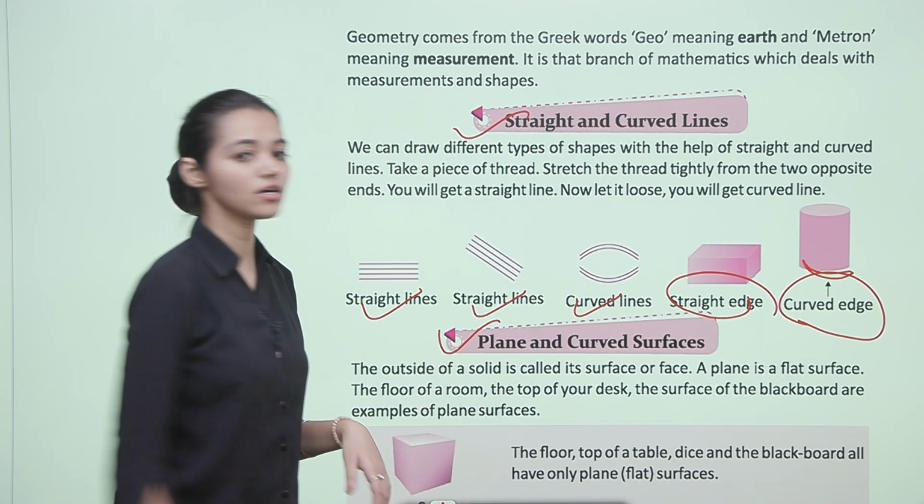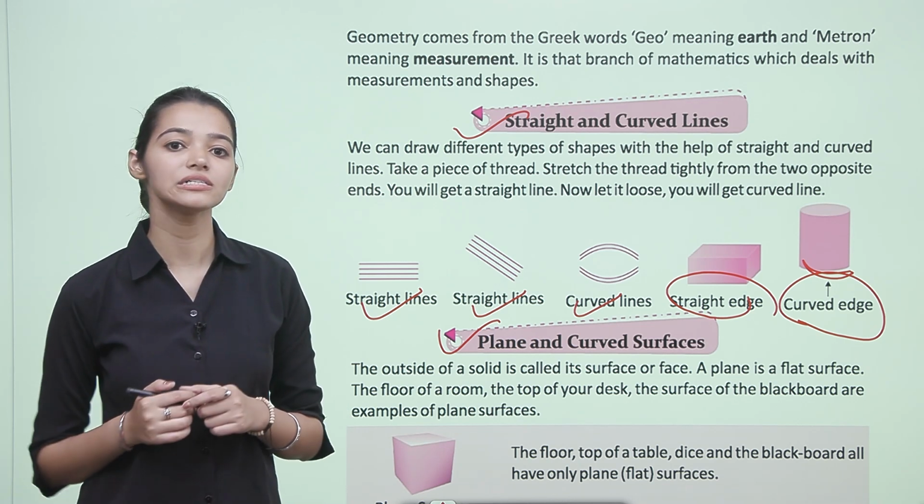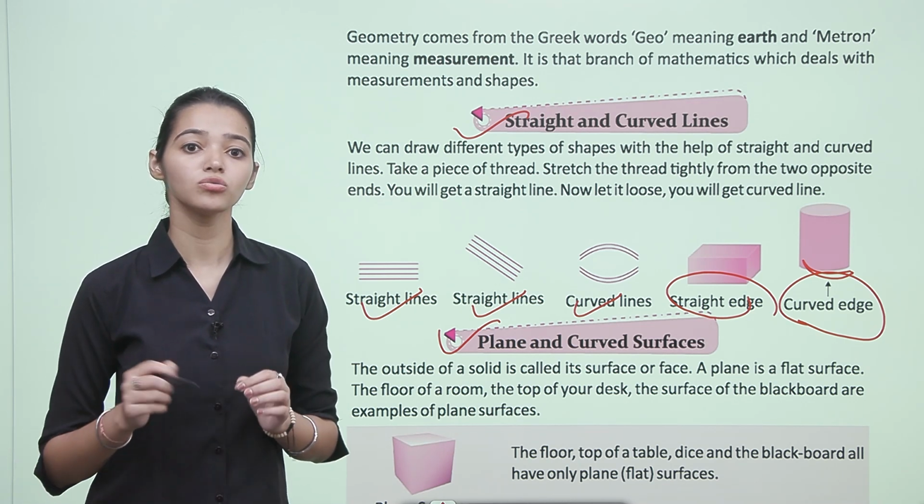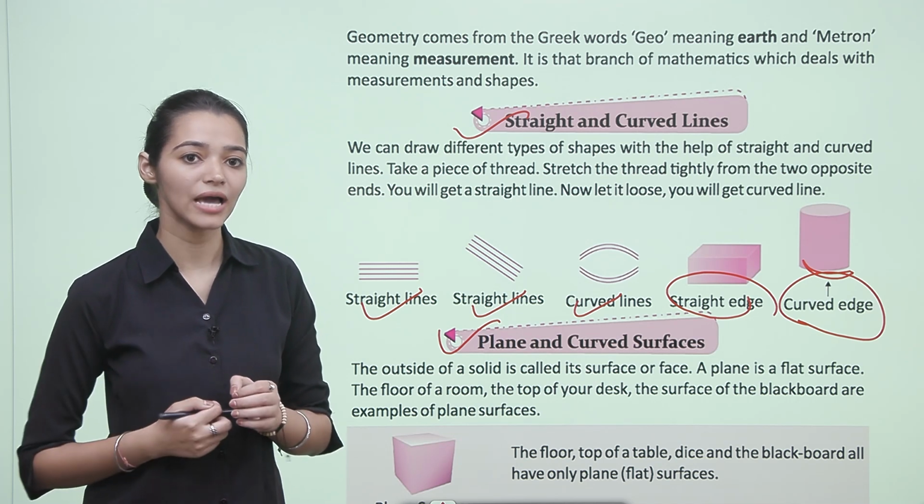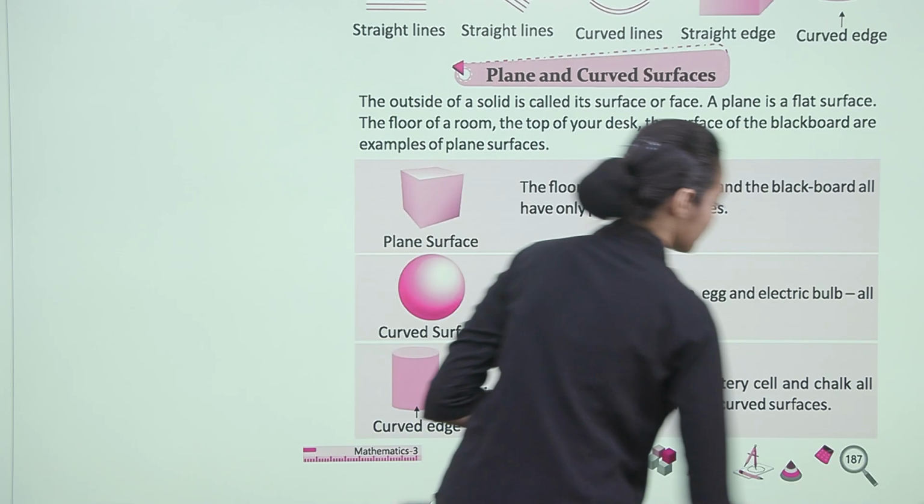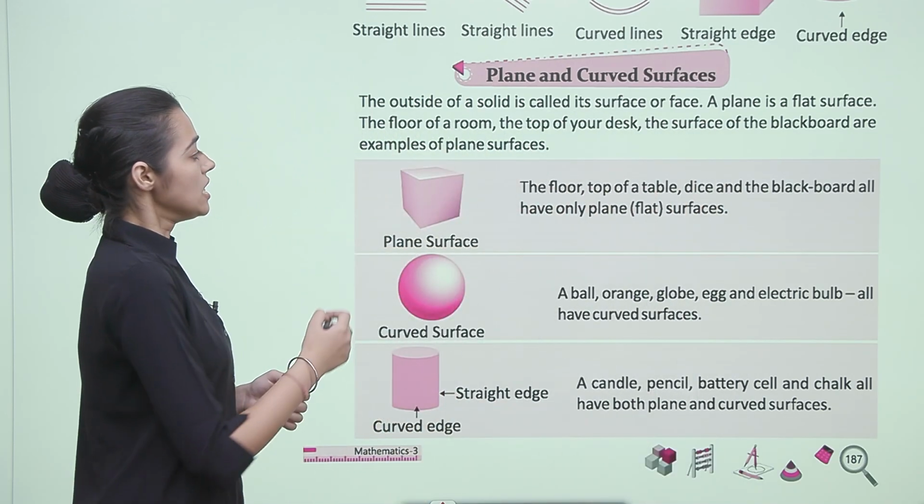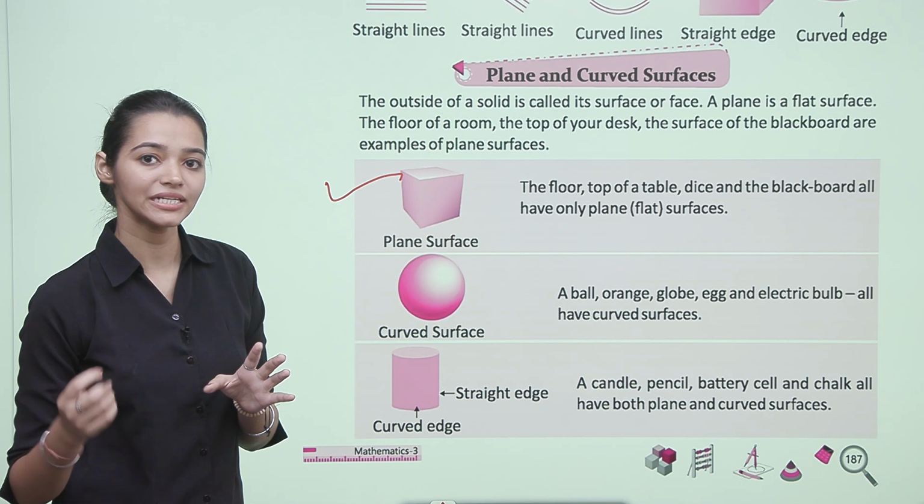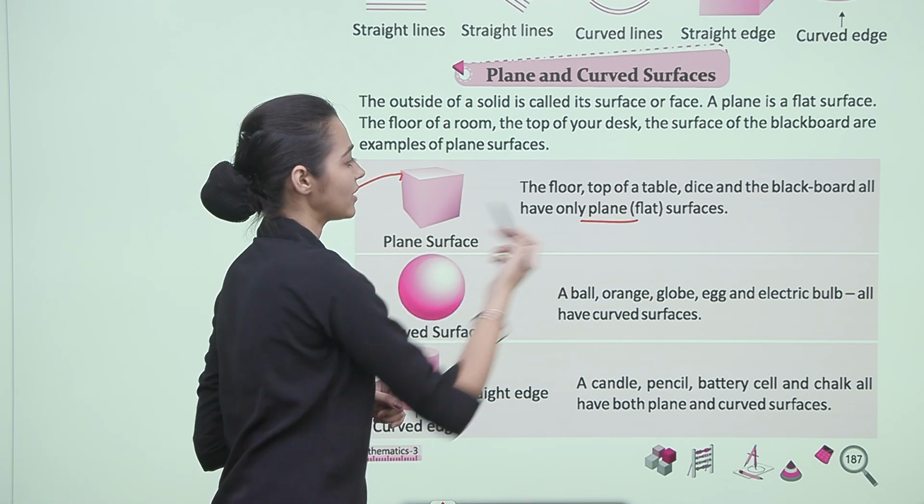Now plane and curved surfaces. The outside of a solid is a surface or a face. The plane is a flat surface. The floor of a room, top of your desk, surface of a blackboard, all are the examples of plane surfaces. Now plane surface: floor, top of a table, dice, blackboard, they all are plane or flat surfaces.